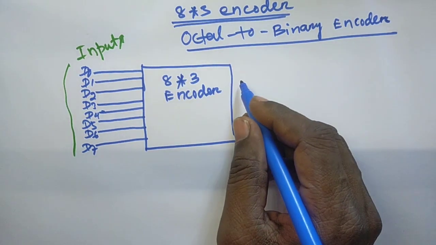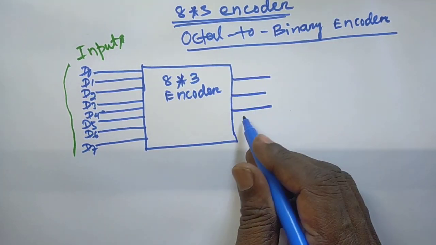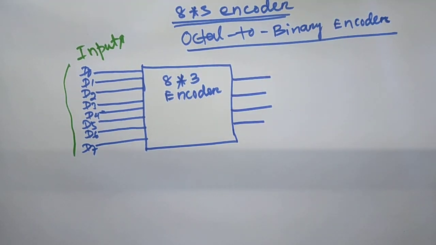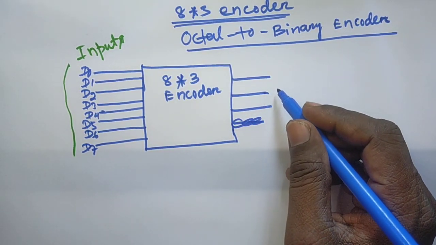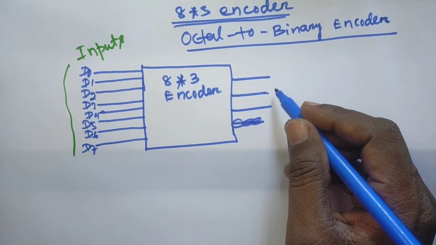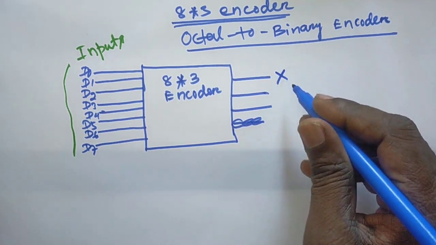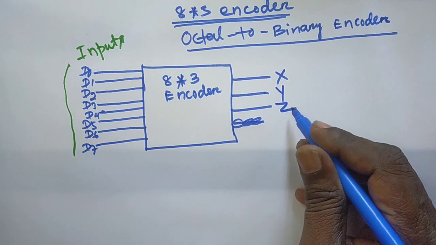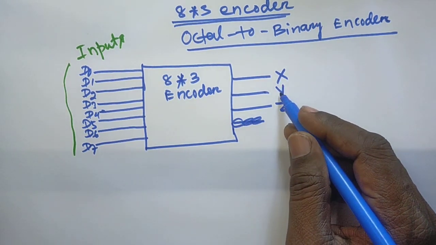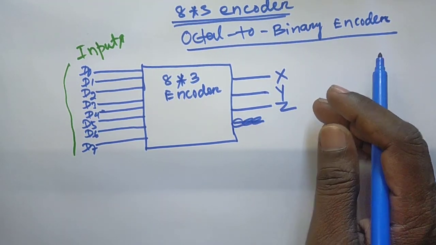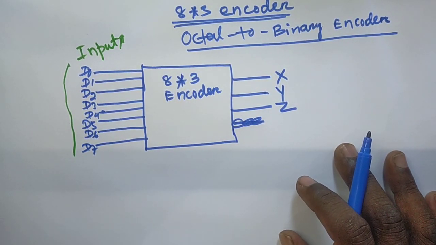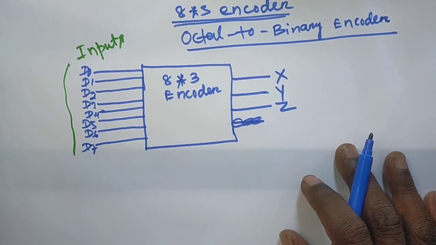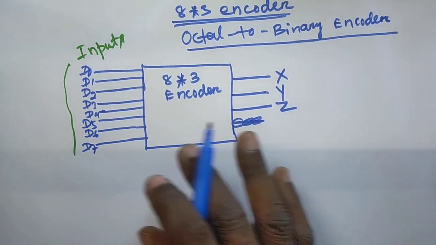Okay, so what are the outputs? Since it has 8 inputs, we consider 3 outputs. We consider only 3 outputs. The outputs can be x, y, z, or a0, a1, a2 we can consider, it doesn't matter. Whatever we consider, it doesn't matter. Now we will see how we design this simple 8 into 3 encoder.